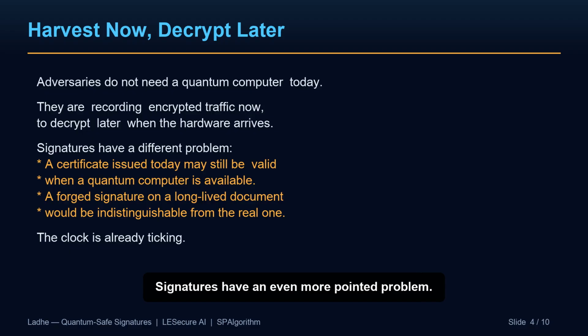Signatures have an even more pointed problem. A certificate issued today may still be valid when a quantum computer becomes available. A forged signature on a long-lived document would be indistinguishable from the real one. The clock is already ticking.